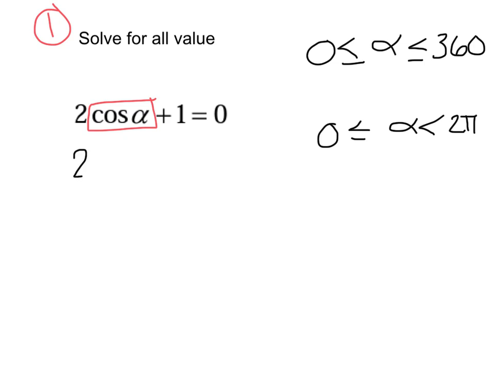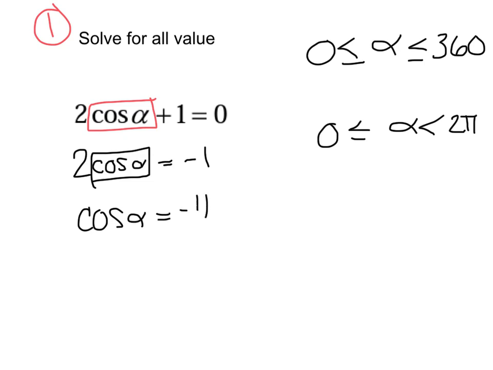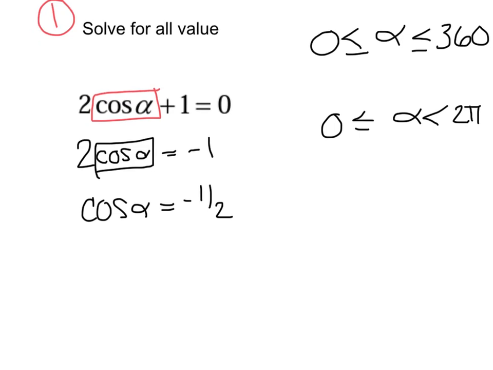Well, hopefully you said 1. So again, this is just a basic equation. So I'm going to say equals -1. And lastly, to get this by itself, I would then divide by 2. So I'm getting -1/2. So step 1 is done. We've got the trig function by itself.